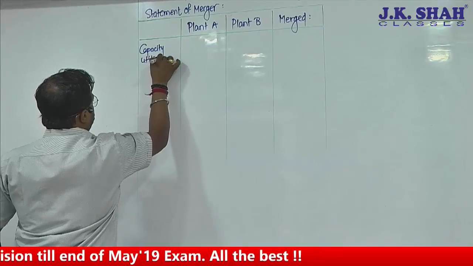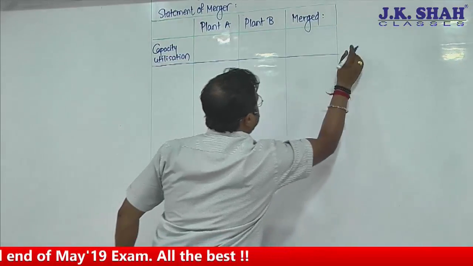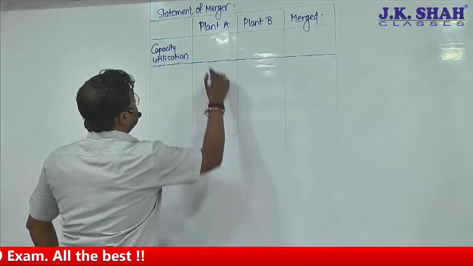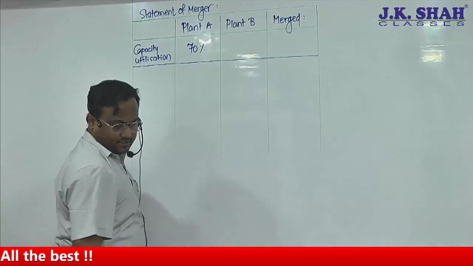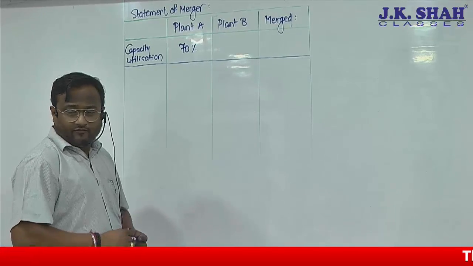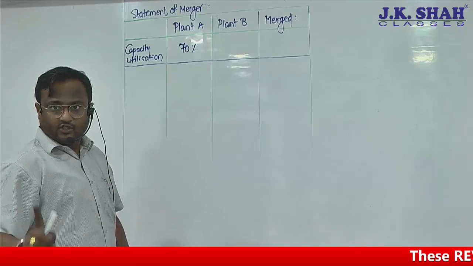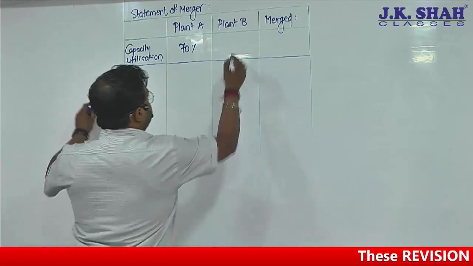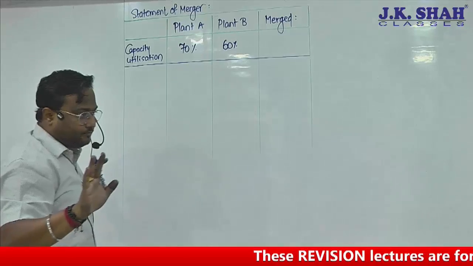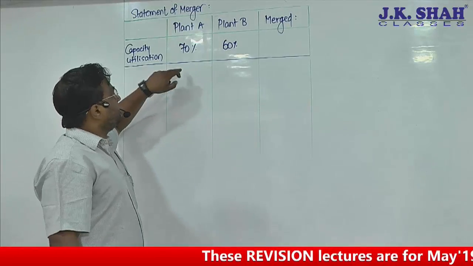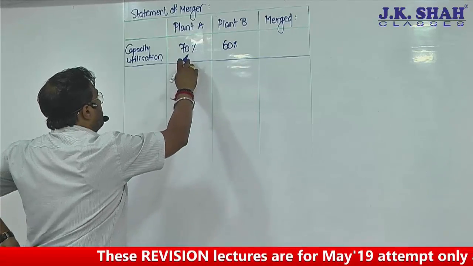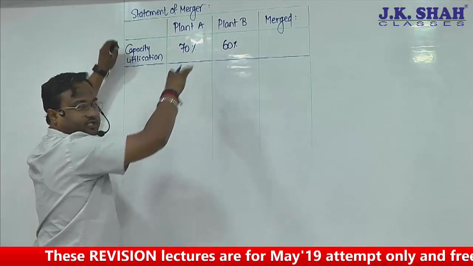Capacity utilization. A is at 70%, B is at 60%. You have two options, but you have to execute any one. B is 60, A is 70. You can merge them. So either keep A at 70, convert B from 60 to 70, merge them.